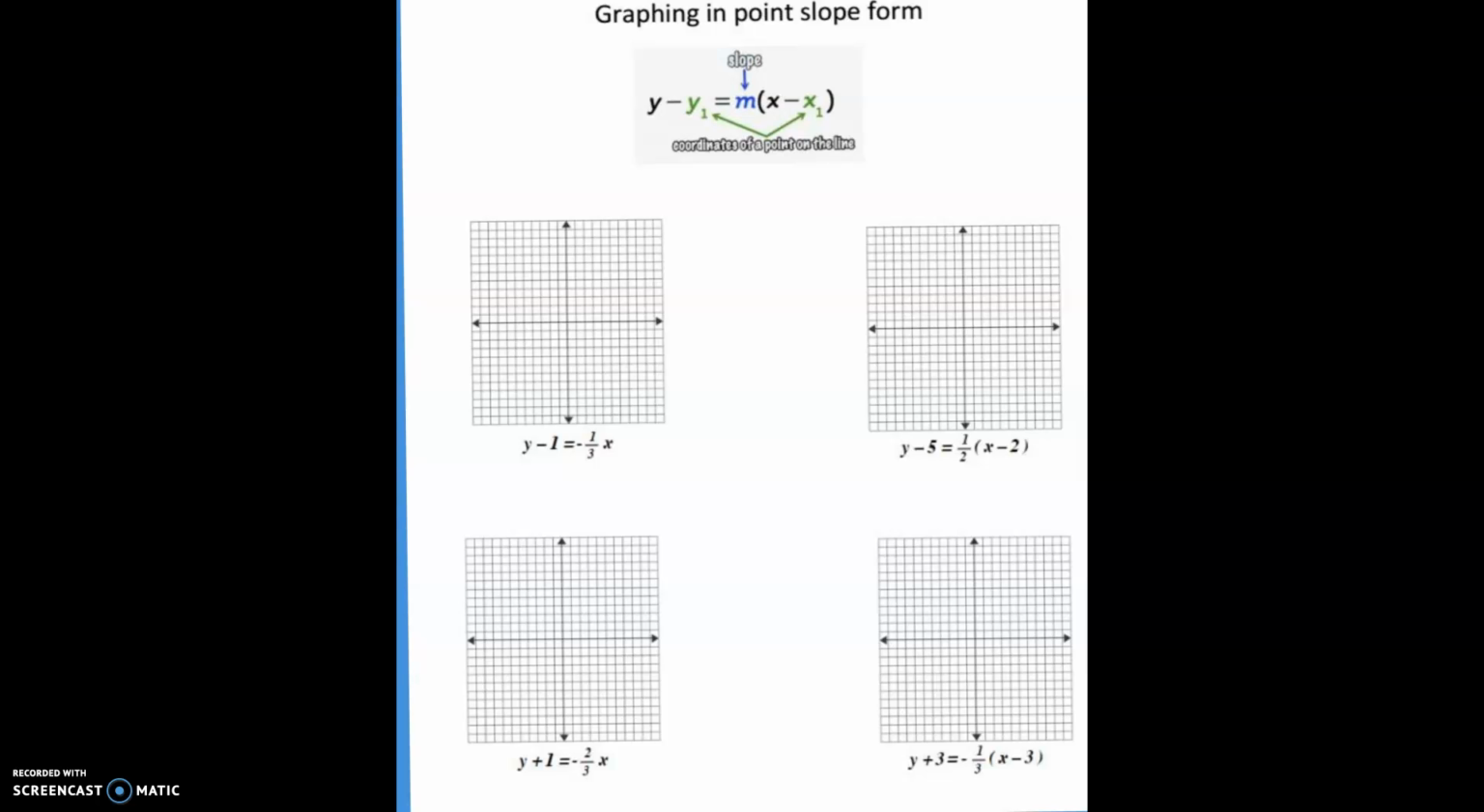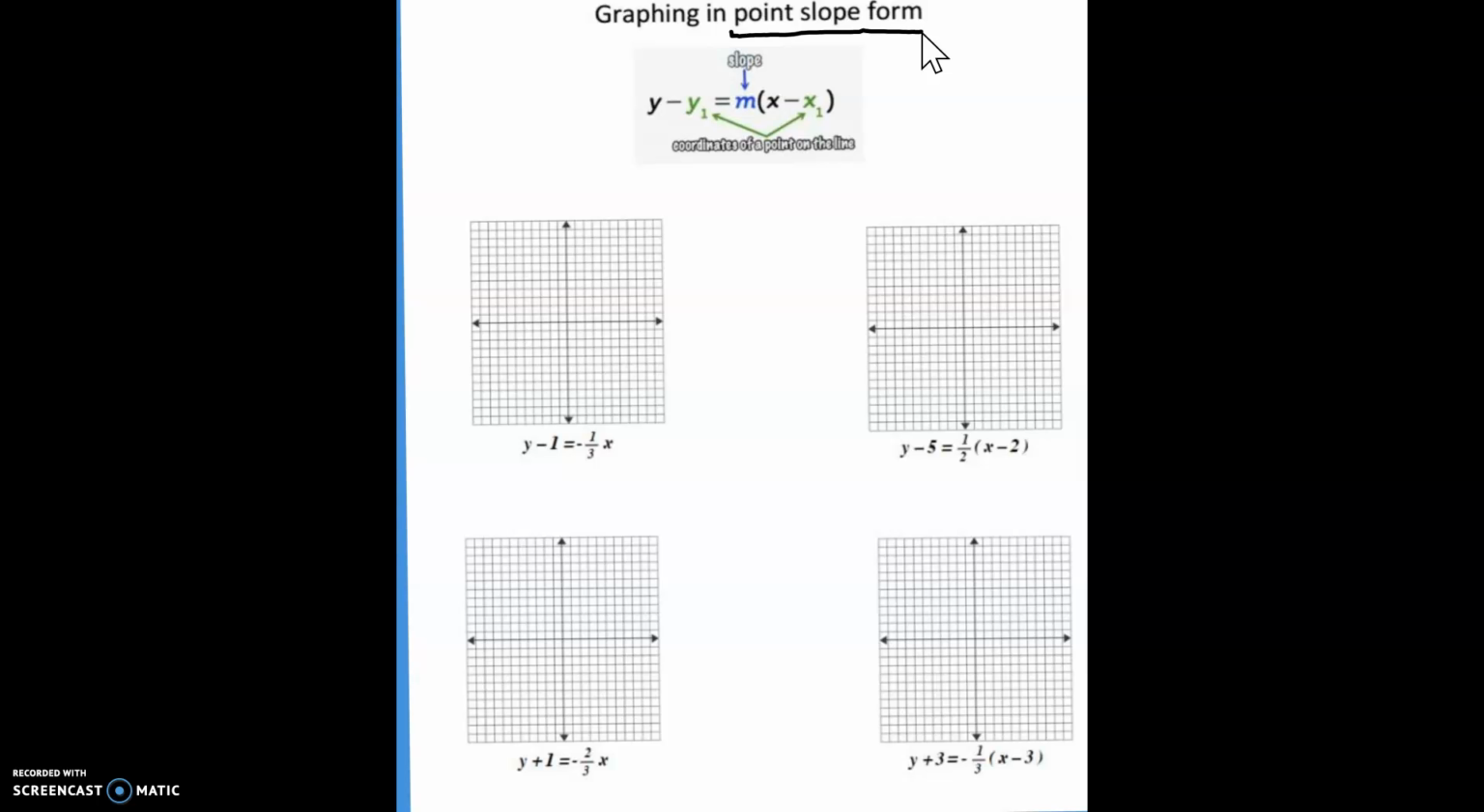Okay, welcome back, guys. I'm going to show you another form that we graph with. You have all been graphing with the slope-intercept form, which is y equals mx plus b. This is called the point-slope form. It's a little different.